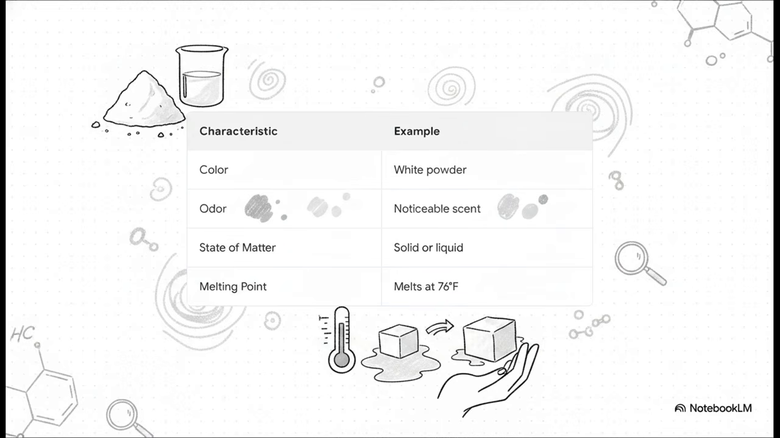Take coconut oil, for example. It has a melting point of 76 degrees Fahrenheit. If you hold a solid chunk of coconut oil in your hand, it's going to melt into a liquid because your body temperature is around 98.6 degrees. That's higher than its melting point. These specific properties are incredibly useful for identifying our suspects.